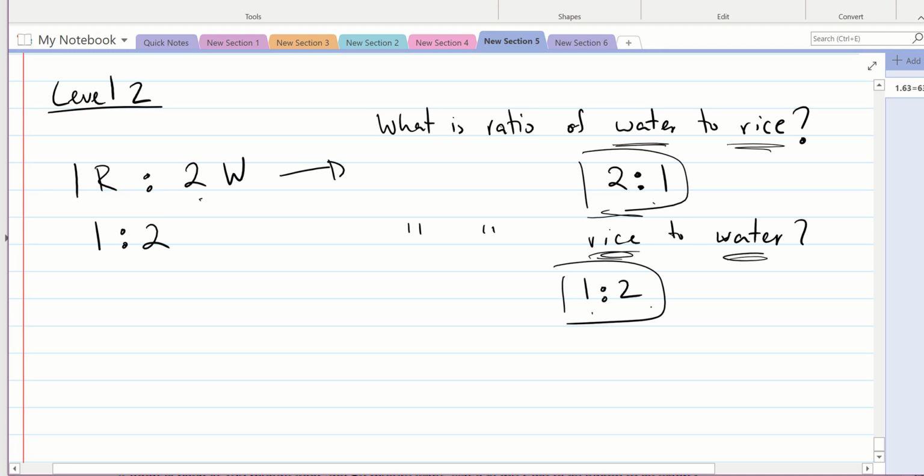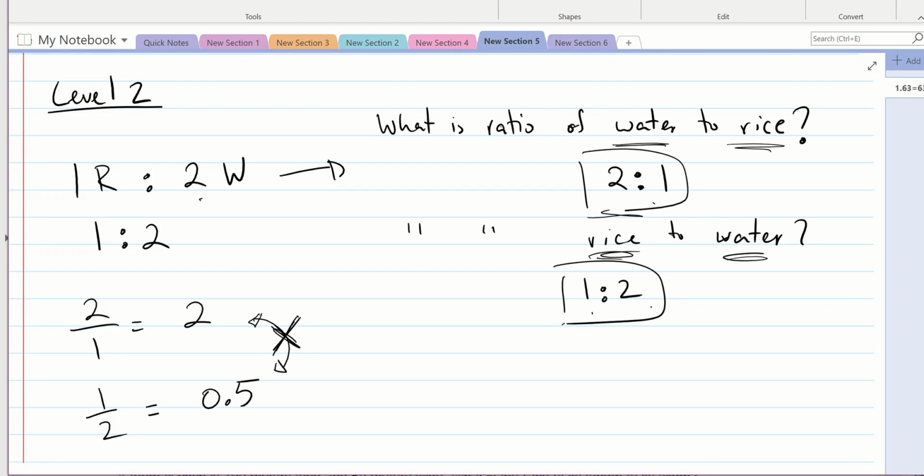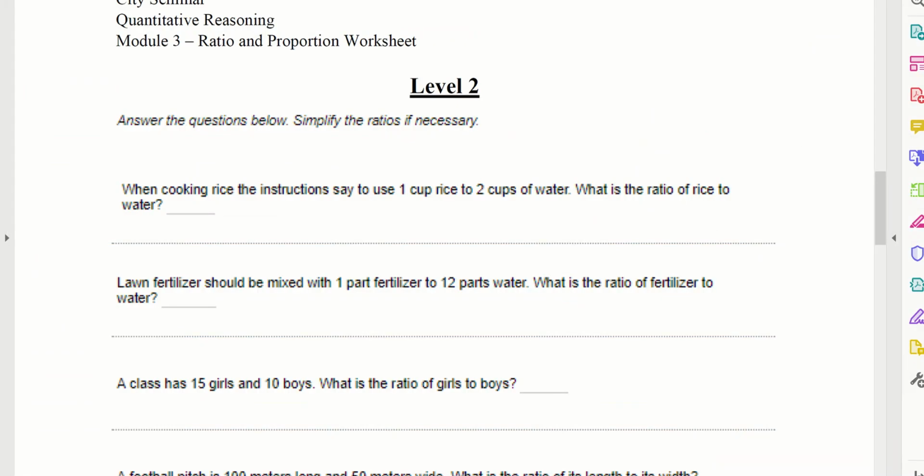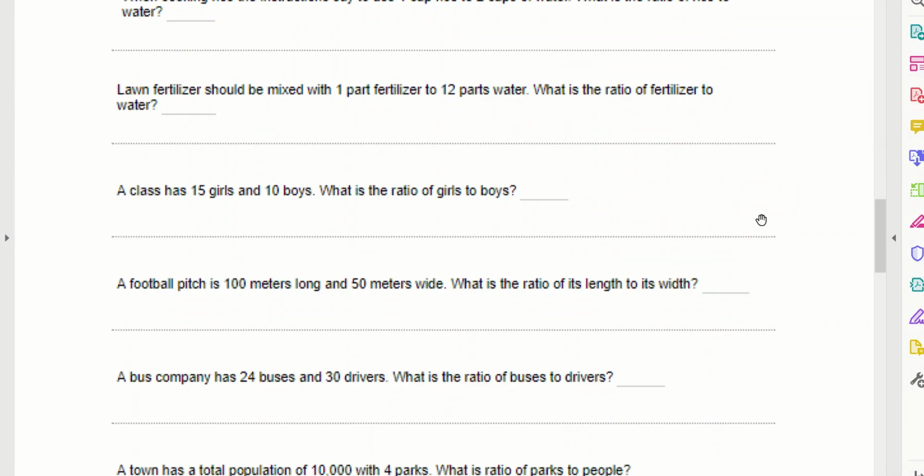Why? Because there's a big difference between 2 over 1, which is 2, and 1 over 2, which is 0.5. These are not the same thing. So make sure you're reading the questions carefully. Sometimes it asks you water to rice, or A to B. Sometimes it asks you B to A. So it matters, make sure you're reading this.